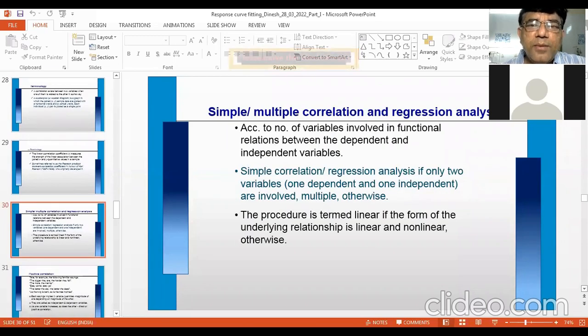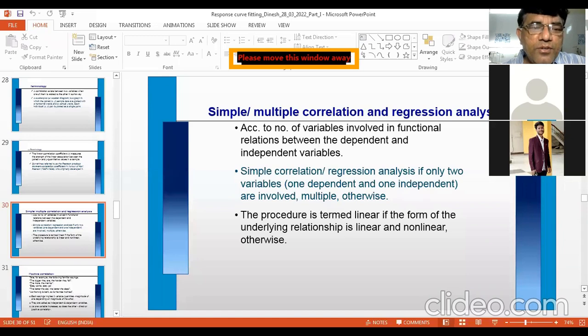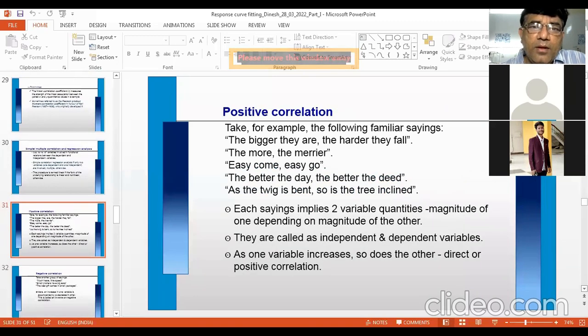And then differences in simple and multiple correlation regression analysis. So in this case, it is simple when only one independent variable is influencing one dependent variable. Then it is simple correlation and regression analysis. If more than two variables are involved, say 3 or more, then it becomes your multiple correlation and regression analysis. Now we start with the different 3 types of correlations, just to give you some brief idea.